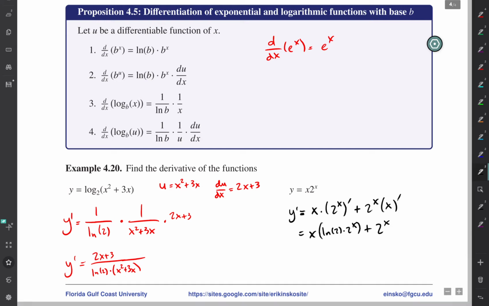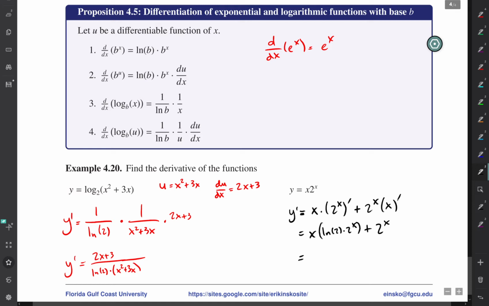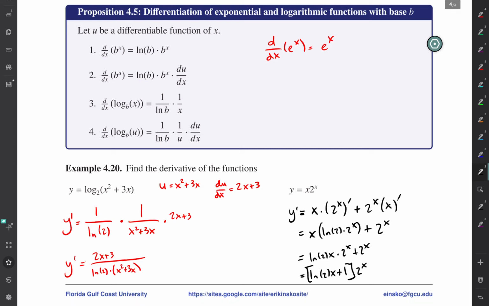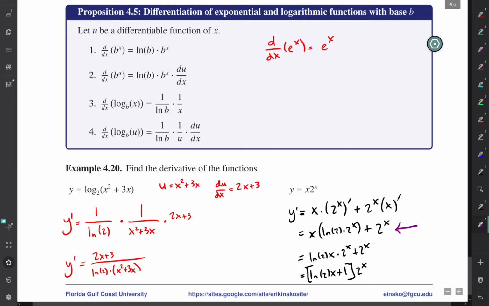And so let's see here, I guess we could combine like terms a little bit. This is like ln of 2 times x times 2 to the x plus 2 to the x. You could leave it like that, or you could simplify just a little bit more. You could write that as ln of 2 times x, plus 1, quantity, times 2 to the x. So there you're factoring out the 2 to the x since it showed up in both terms. Again, you could probably just have stopped right there. That'd be fine too. This is probably fully simplified.